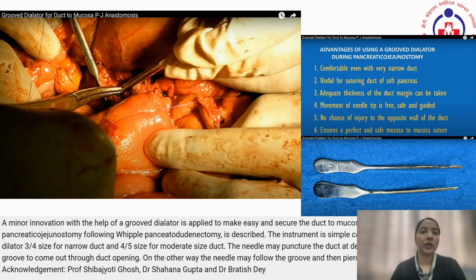This is not an article, but I found this on YouTube. This was also done in India, in a Kolkata hospital by Kolkata surgeons, where they used a small urethral metal curved dilator, which they inserted into the small pancreatic duct, and which helped them do the anastomosis between the pancreas and the jejunum. They also did Duct To Mucosa. We can also see this on YouTube.